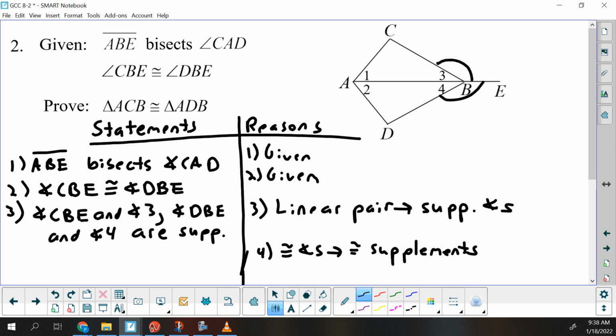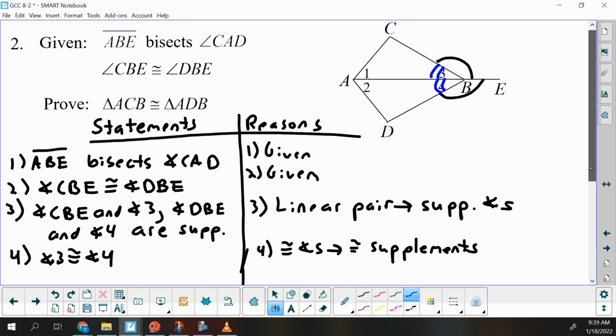The angles we already knew were congruent were CBE and DBE. So our statement for this should be that the other ones are now congruent. So angle 3 congruent to angle 4. We said it in our proof, so let's make sure to mark it in our picture.